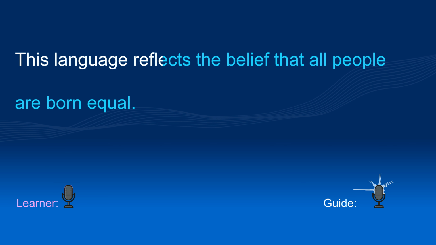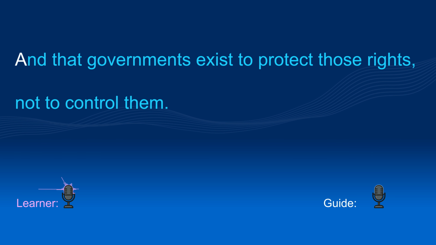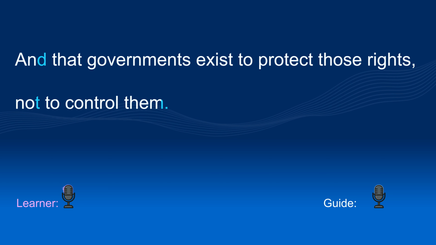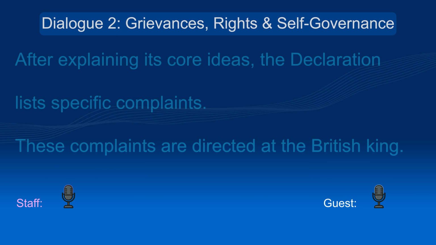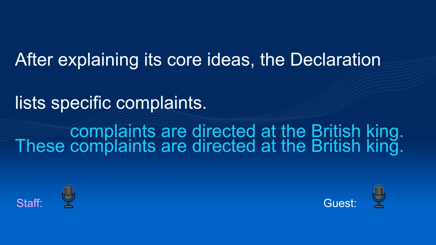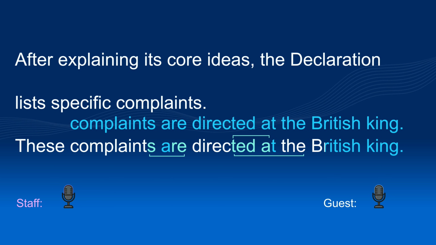This language reflects the belief that all people are born equal, and that governments exist to protect those rights, not to control them. After explaining its core ideas, the Declaration lists specific complaints. These complaints are directed at the British king.